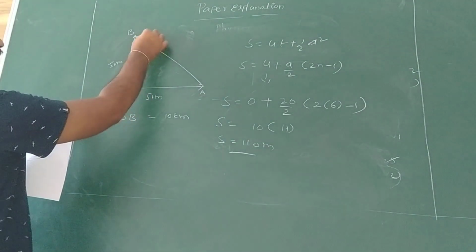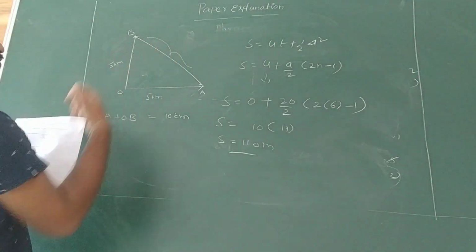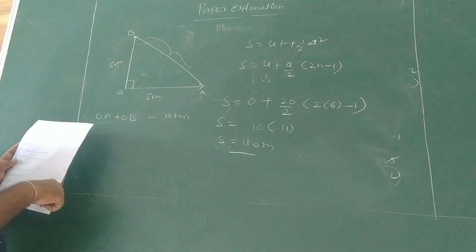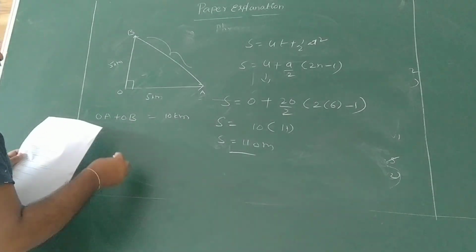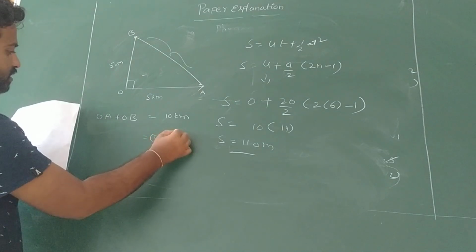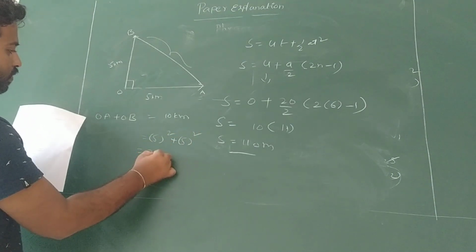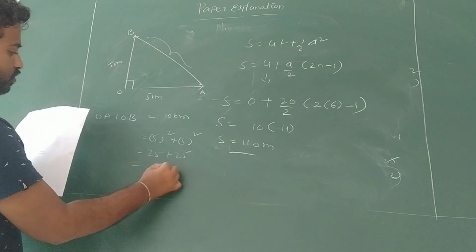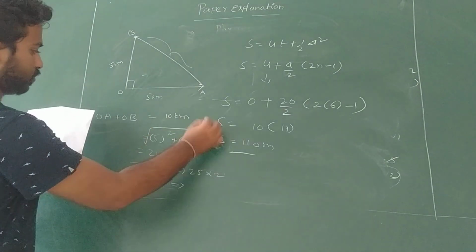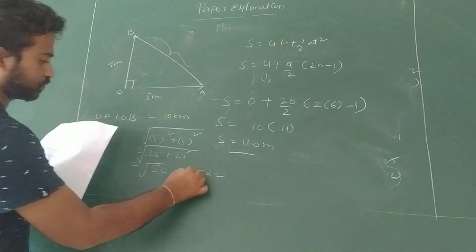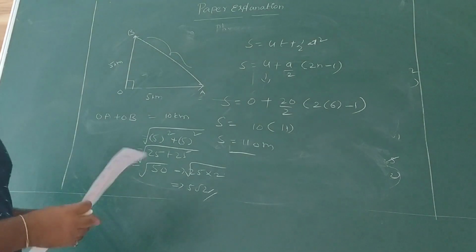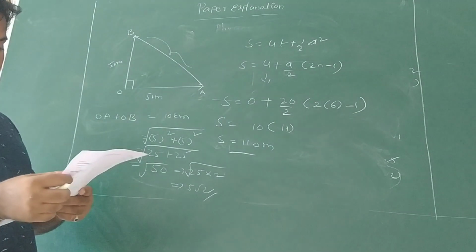But how can we calculate this displacement? You can use the Pythagoras theorem, since it is a right angle triangle. The Pythagoras theorem says hypotenuse square equals side square plus adjacent side square. So displacement squared is 5 square plus 5 square, that is 25 plus 25, which is 50. We can write 50 as 25 into 2. Then root 25 is 5, so it is 5 root 2. So the answer for this question is 10 kilometers and 5 root 2 kilometers.